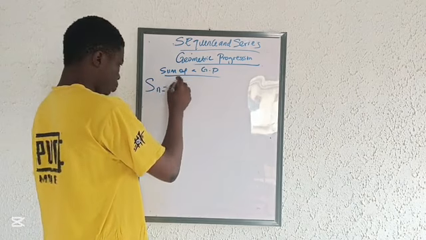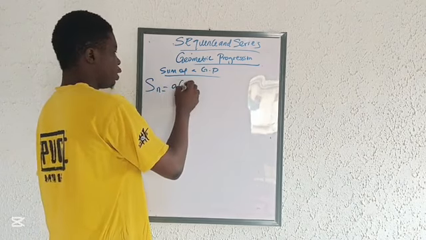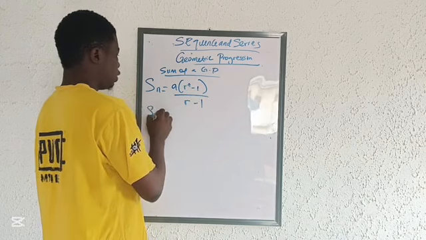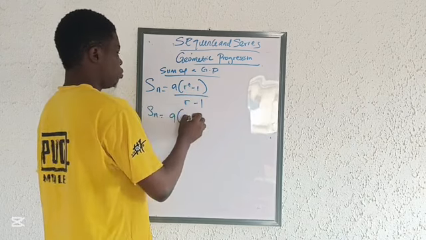Sn equals a (r to the power n minus 1) over (r minus 1). Sn equals a (1 minus r to the power n) over (1 minus r). Sn equals a over (1 minus r).